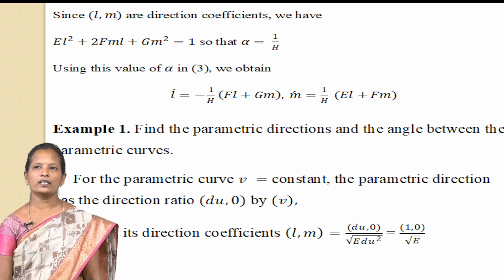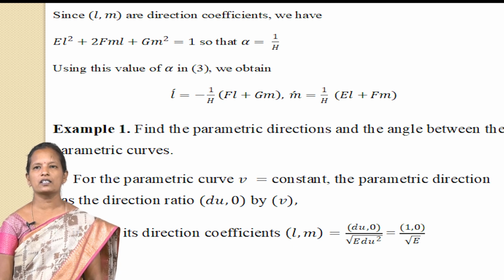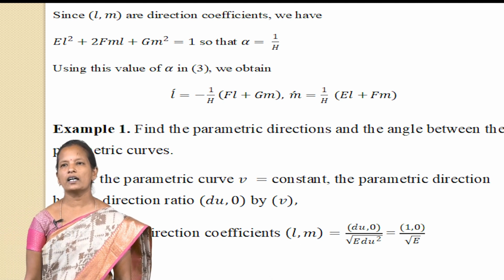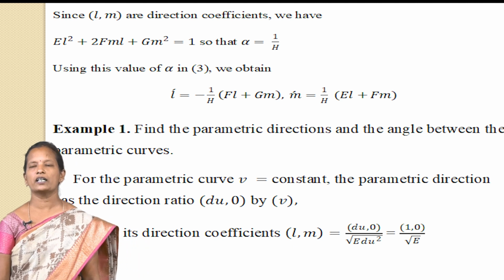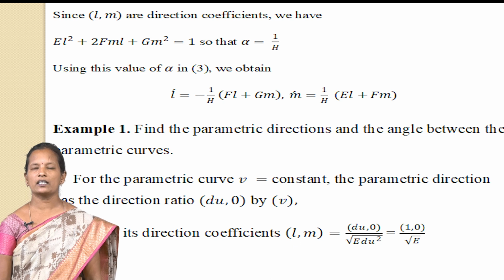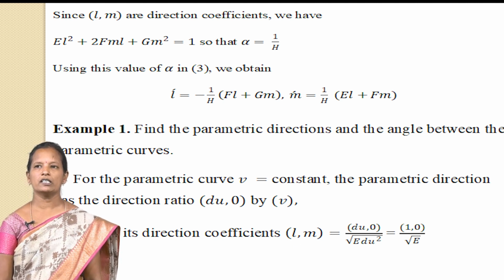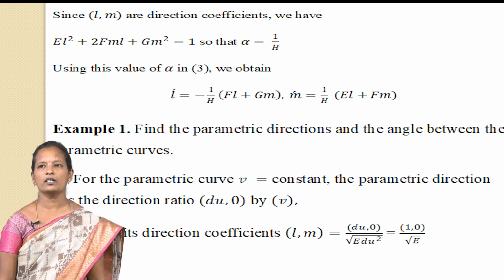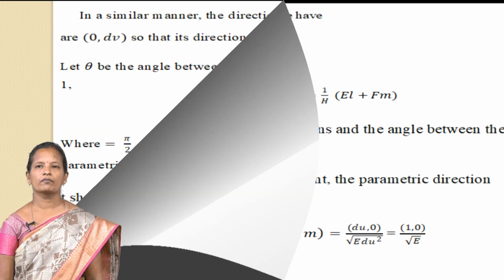In a similar manner, the direction ratios of the curve u equal to constant are 0, dv. Already we discussed du, 0; here u is equal to constant means 0, dv. So its direction coefficients L dash, M dash are 0, dv divided by square root of G dv squared. With dv equal to 1, that is 0, 1 divided by square root of G.